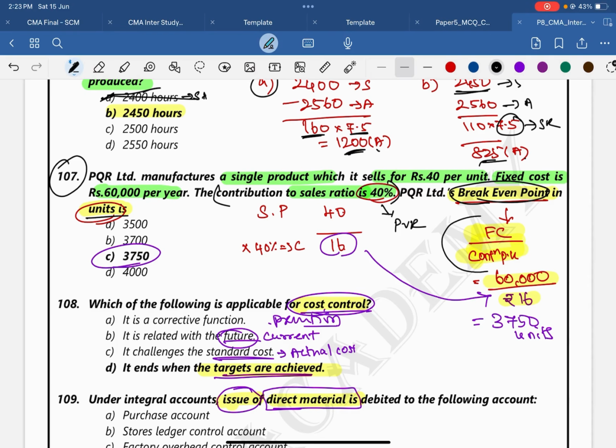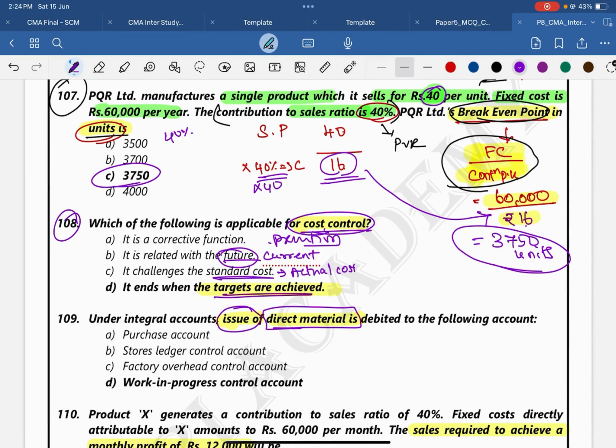The formula: break-even point in value is fixed cost divided by PV ratio. Break-even point in units is fixed cost divided by contribution per unit. You already know the fixed cost, that is 60,000. You need contribution per unit. For that purpose they have given 40 rupees as the selling price. Calculate 40% on 40 rupees, which gives you 16 rupees as your contribution. If you divide by that value, you will get 3,750 units.